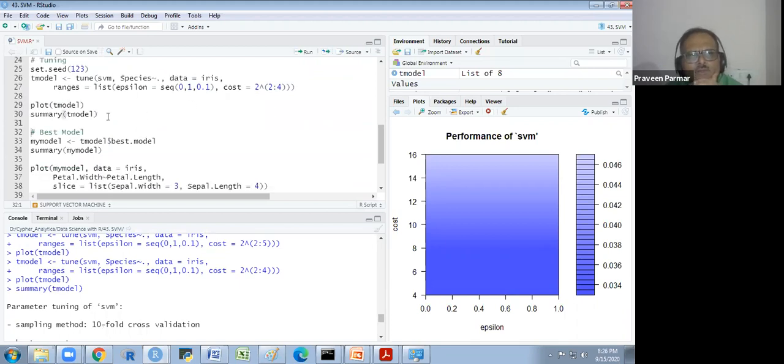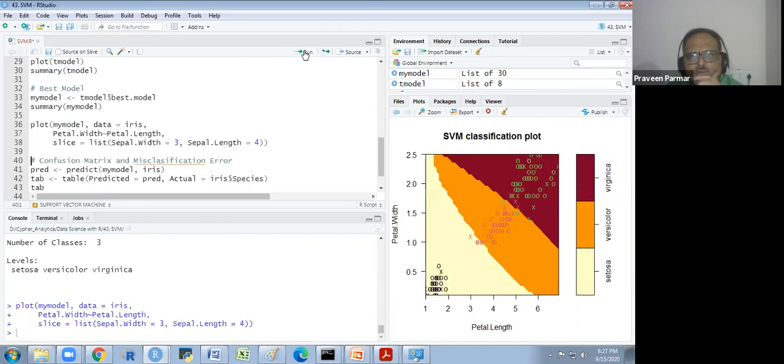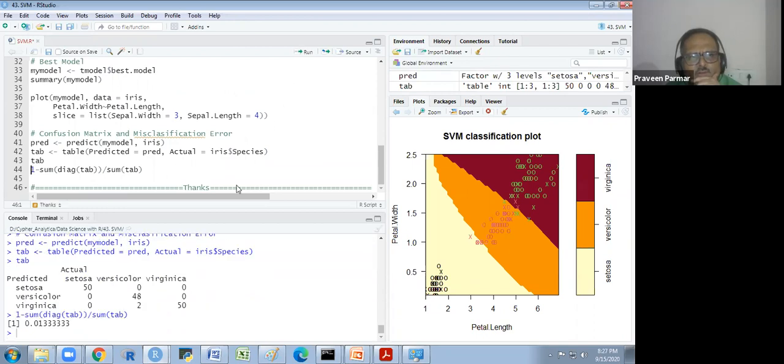I will see the summary of this. And now I will draw my best model. It is the T model which I prepared here. It would be my best model, and I will draw this. So then I plot this model. You see, this is my model, and I just predict.